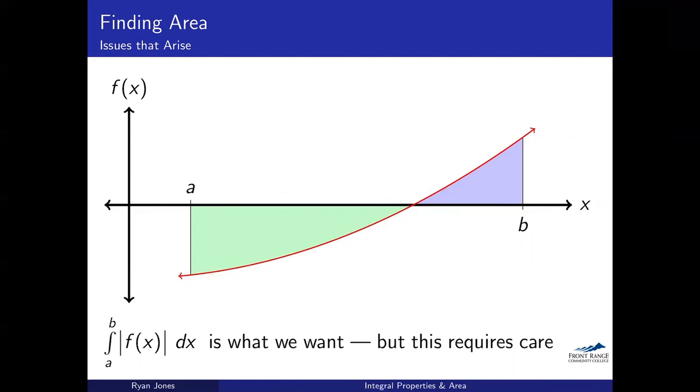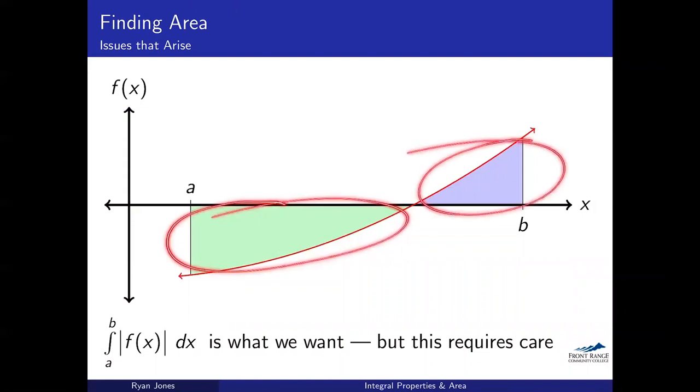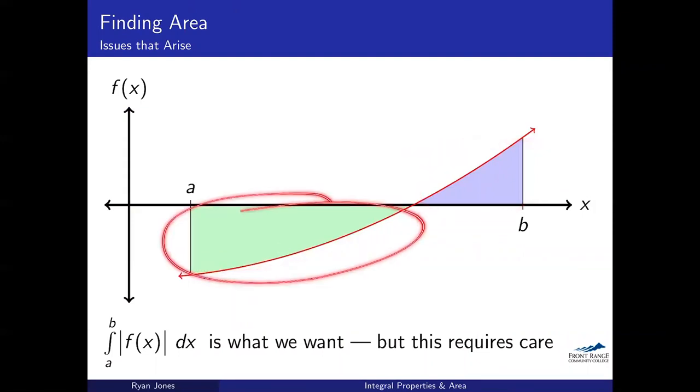And so we'll do some examples of that, where basically we're just going to look at this function. We're going to say, hey, let's find where it crosses the x-axis, figure out where it's negative, figure out where it's positive, take all those negative integrals and just make them positive after you do them. And so we'll look at that in just a second.